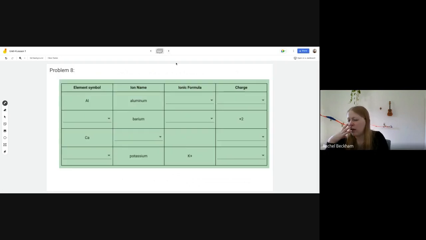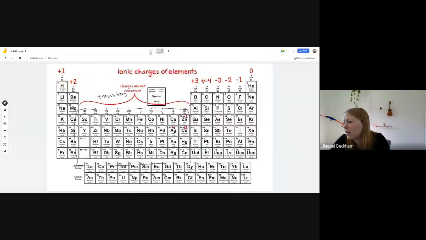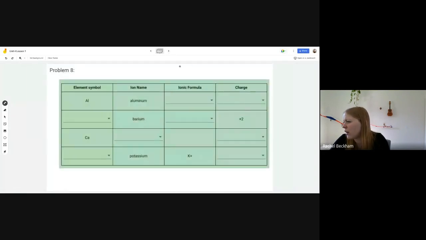For problem number 8, it asks you to fill in the information here. You will have a quiz question just like this, so make sure you get it right, so you can refer to it when you take your quiz, because you can use open notes on your quiz. We need the ionic formula for aluminum. Aluminum is right here. Its charge is +3. So the ionic formula will be Al with a +3 charge. You just list the element with the charge, and the charge is going to be the same number as that.